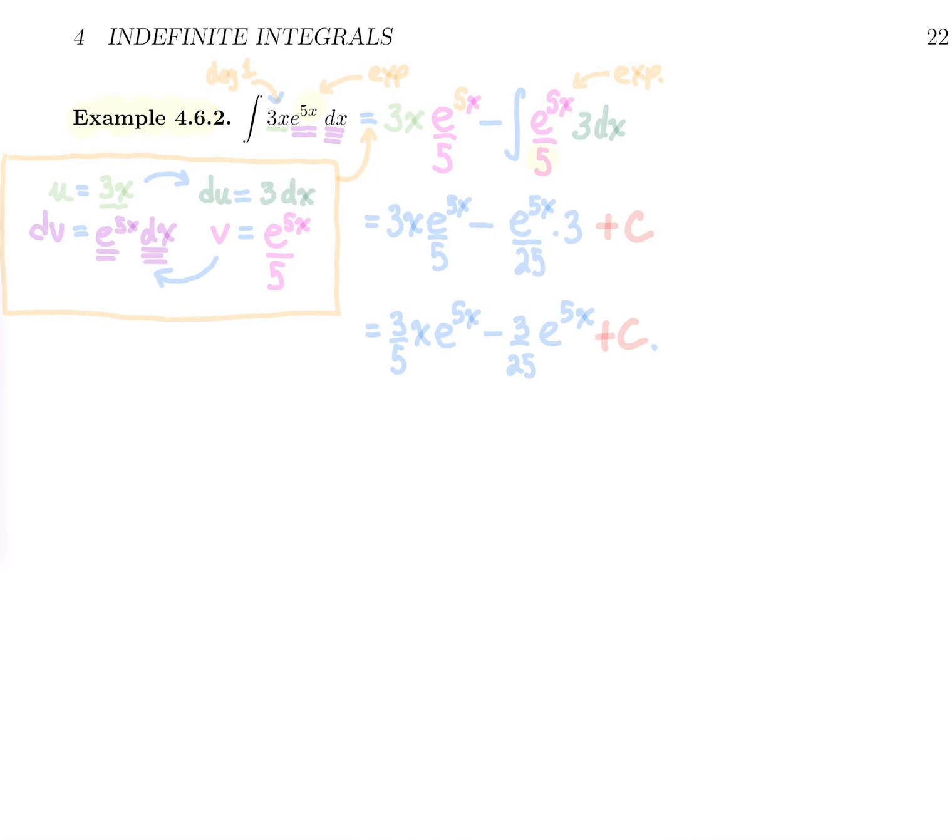Hello, everyone. Let's do more examples of integration by parts. So my next example is the integral of 3x times e to the 5x dx. So here there's a lot of action going on. We have a product. 5x is inside the exponent of the exponential function. So this is clearly not basic.